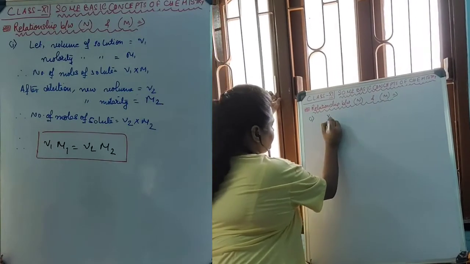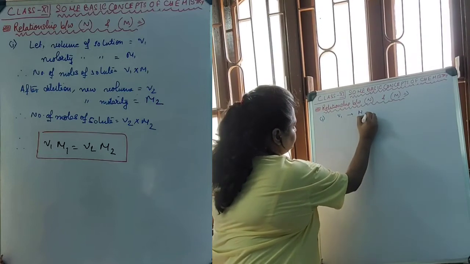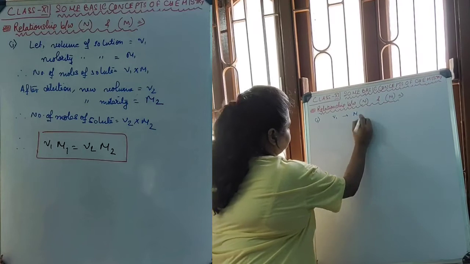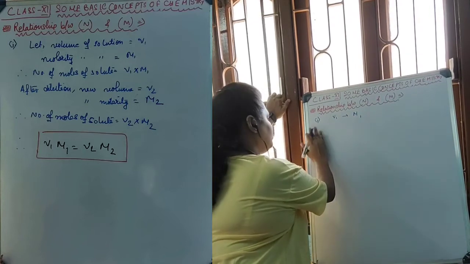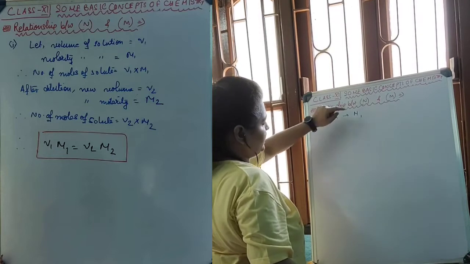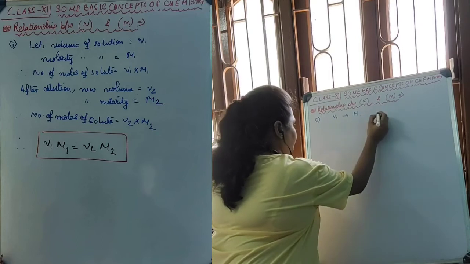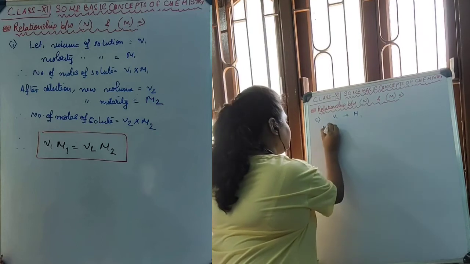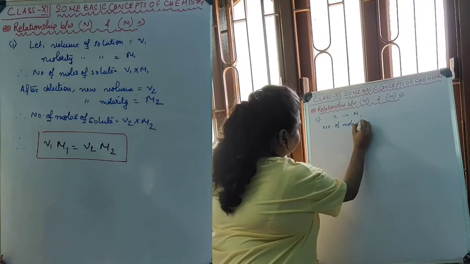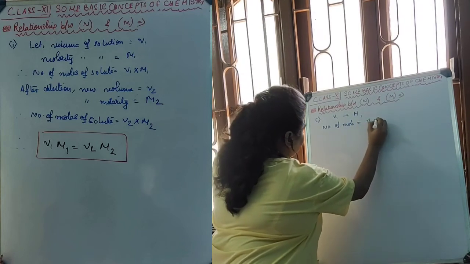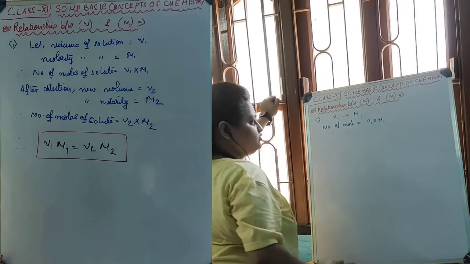Let V1 be the volume of a solution and M1 the molarity of that solution. Therefore, the number of moles in the solution will be represented by V1 multiplied by M1. This is the number of moles of the solution.